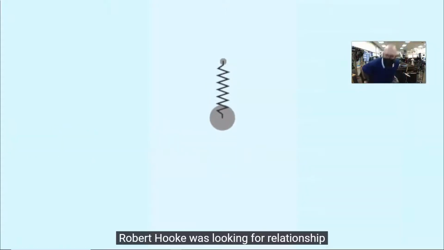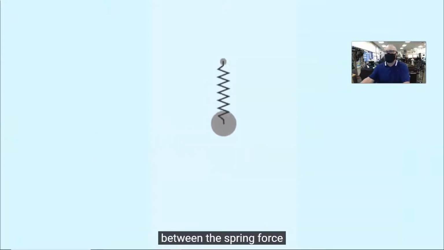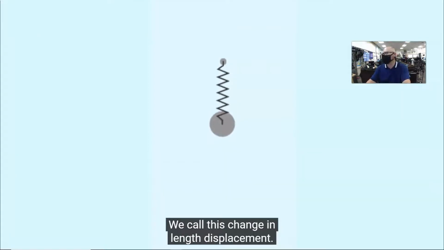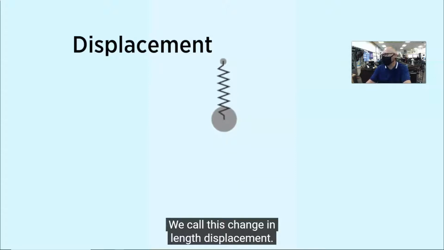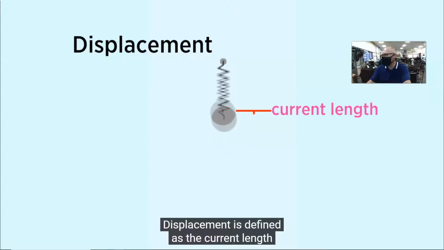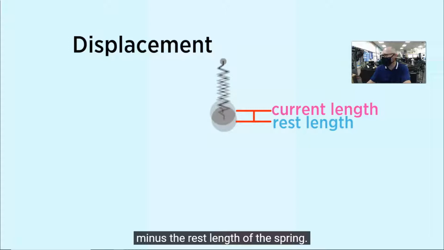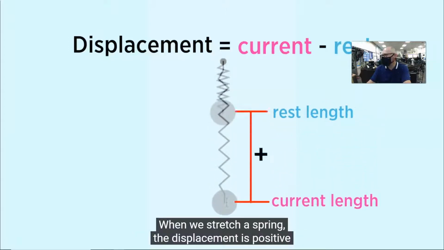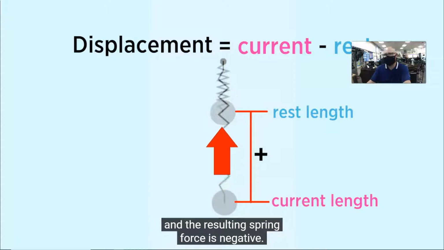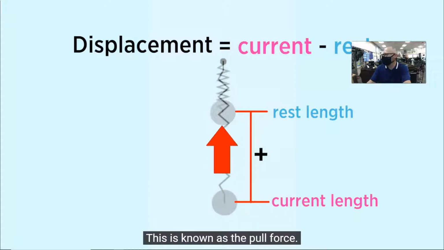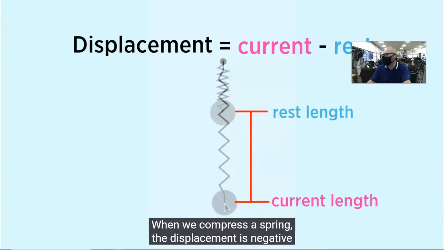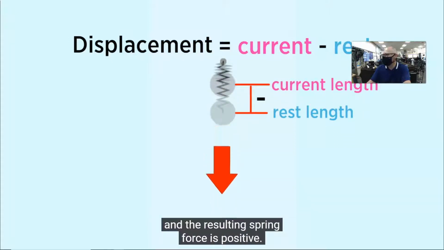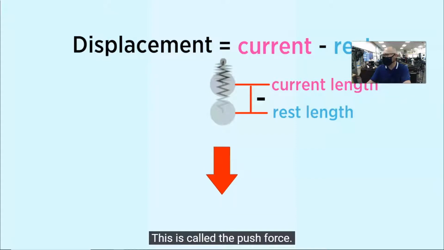Robert Hooke was looking for a relationship between the spring force and the amount the spring contracts or expands. We call this change in length displacement. Displacement is defined as the current length minus the rest length of the spring. When we stretch a spring, the displacement is positive and the resulting spring force is negative. This is known as the pull force. When we compress a spring, the displacement is negative and the resulting spring force is positive. This is called the push force.